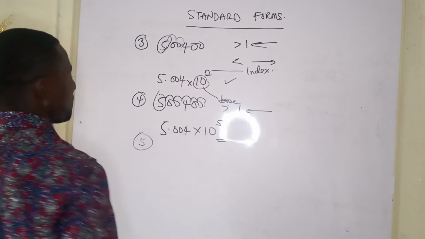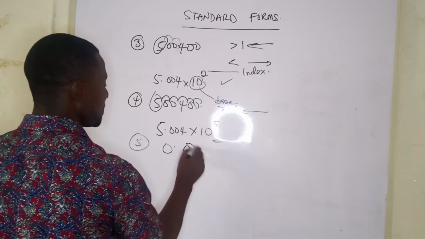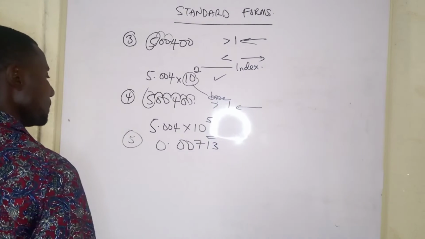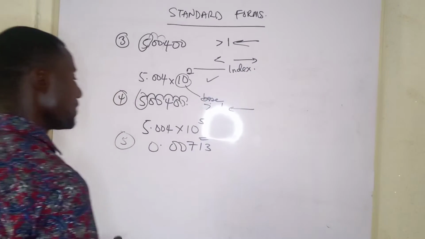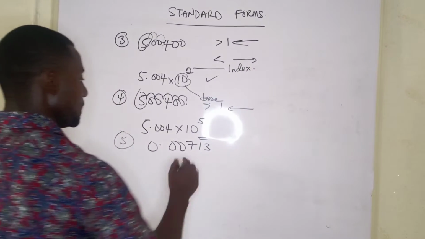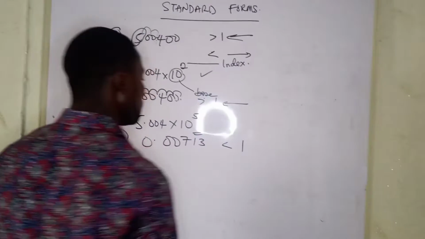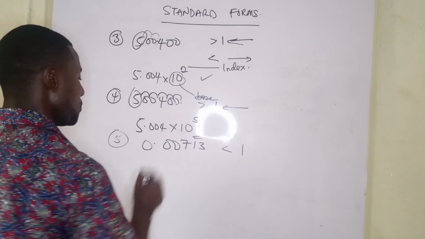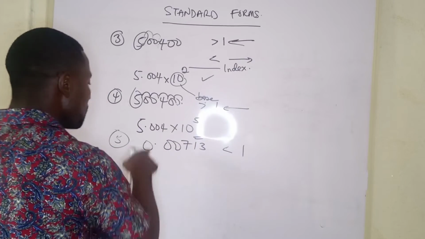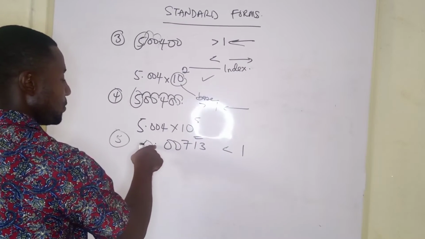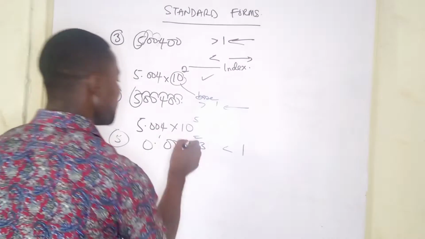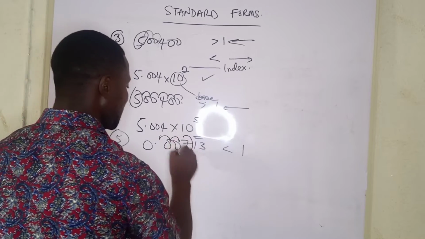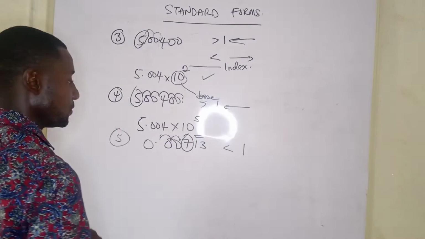Number 5. We have 0.00713. Look at this value. This value is a decimal value. Now it is less than 1. Since it's less than 1, where is your unit value? From the point where you have your dot, move it to the first value you have. So you go 1, 2, 3. 7 is your unit value.